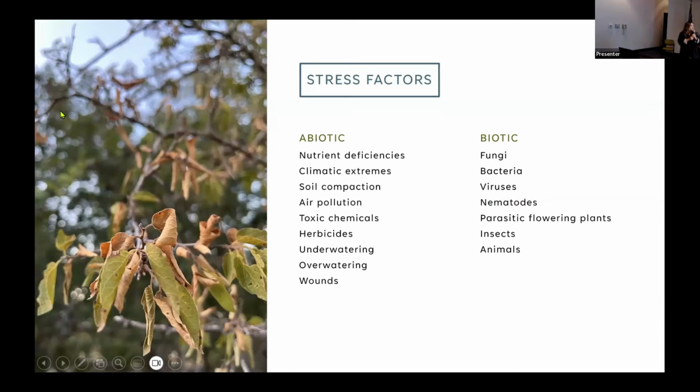So different stress factors. We usually break them up between abiotic, non-living factors, and biotic. Abiotic can include nutrient deficiencies, just where the tree is growing. That usually comes into play when people plant a tree that's not really meant for that site. We say right tree, right place. That just means examining the site and then picking the tree, not going to the nursery and picking out your favorite tree and then figuring out where in your yard you're going to plant it. Easier said than done. I fall victim to that as well.